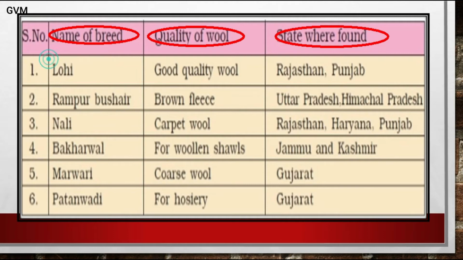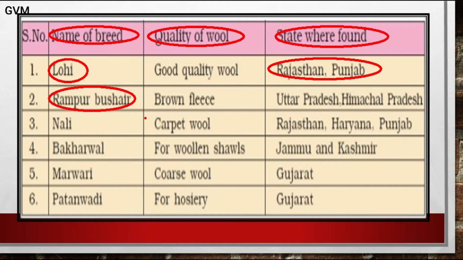The first breed of sheep is Lohi, and the fleece of this breed of sheep is of very good quality of wool, and this is basically found in Rajasthan and Punjab. The next breed of sheep is Rampur Bush Hare, and the speciality of this breed of sheep is that its fleece is brown color, and this breed of sheep is found in Uttar Pradesh and Himachal Pradesh.